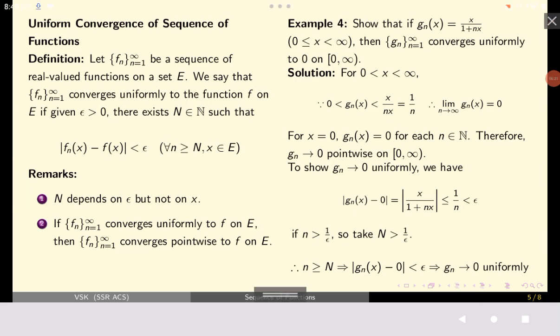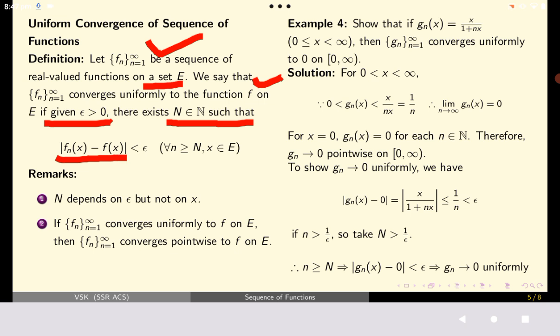Now let us see what is meant by uniform convergence. A sequence fn of real valued functions defined on a set E, we say this sequence converges to f on E uniformly if, given epsilon greater than 0, there exists an N belonging to the natural numbers such that modulus of fn(x) minus f(x) is less than epsilon for all n greater than or equal to N and for all x belonging to E.